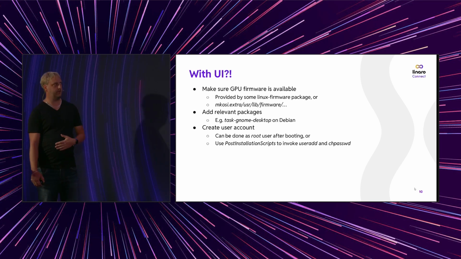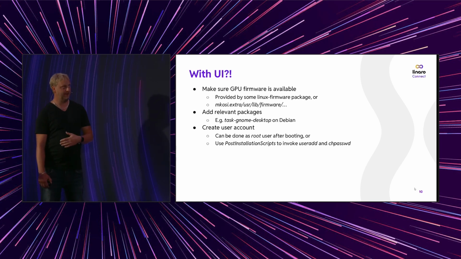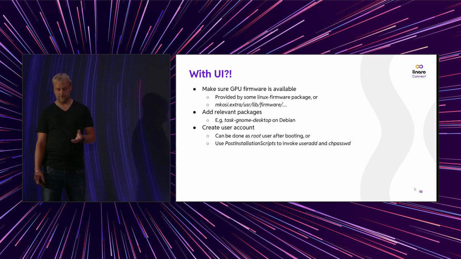So what if we want a UI in our image? This is typically one of those major steps between what you can do in your RAM disk and when you outgrow your RAM disk and need more to test. You need to make sure that your GPU firmware is available, either in a Linux firmware package or in that override or MKOSI extra directory. Then you add the relevant packages to your list of packages. For Debian, you just say, I want task GNOME desktop, and then you rerun MKOSI, and out comes a much larger image.